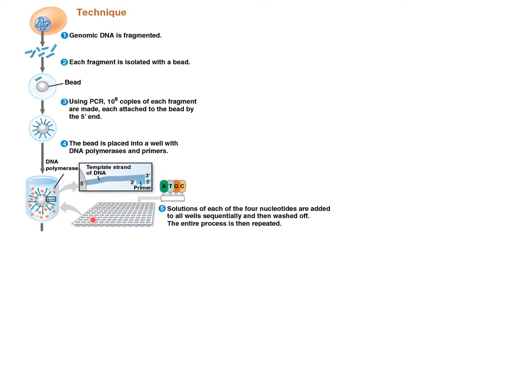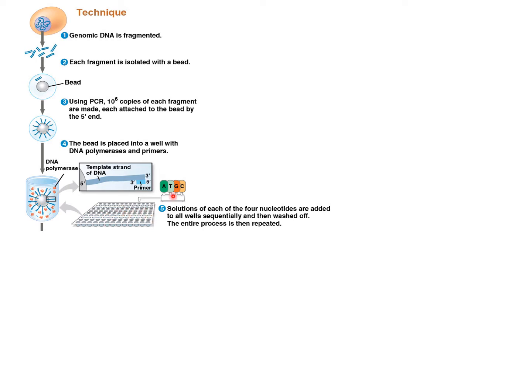So this is an example, a close-up of a single well. You can see you can do this all in parallel. You can have very large trays with many different wells. In the pyrosequencing method, I used 96 well plates, but there are actually plates that have much larger numbers of wells on them.